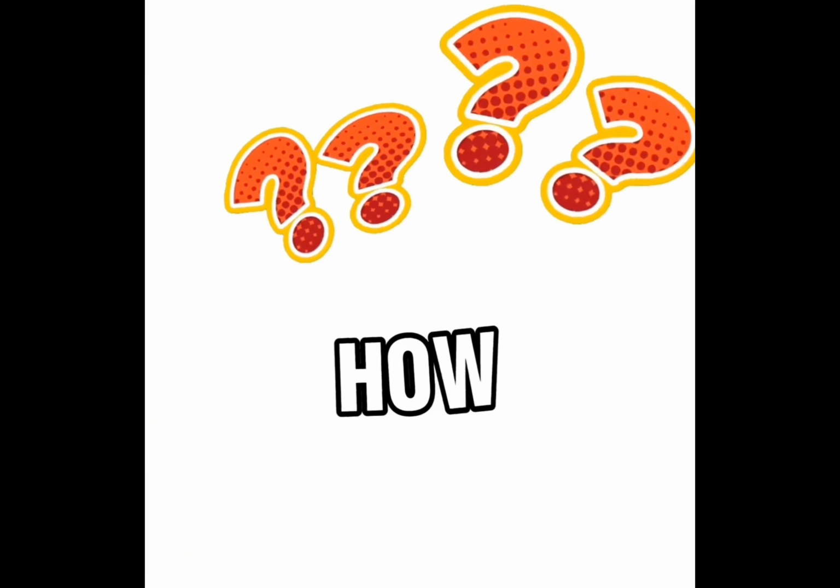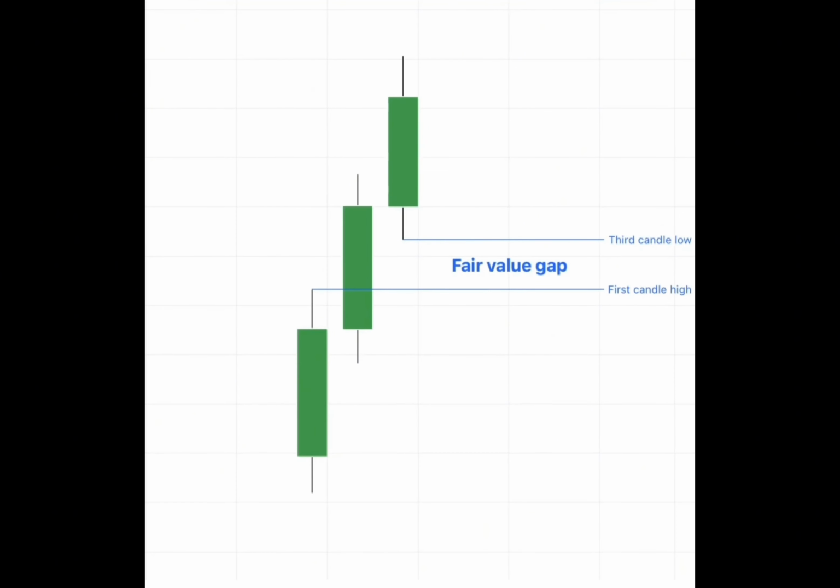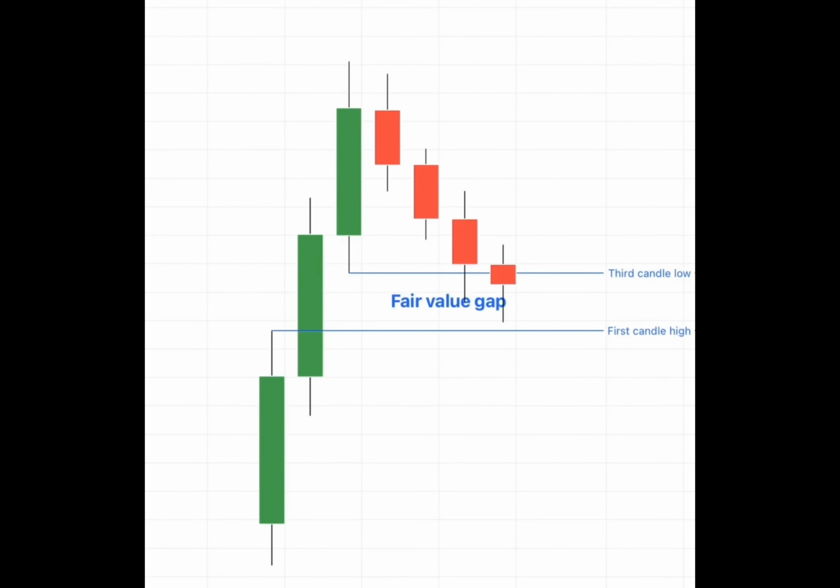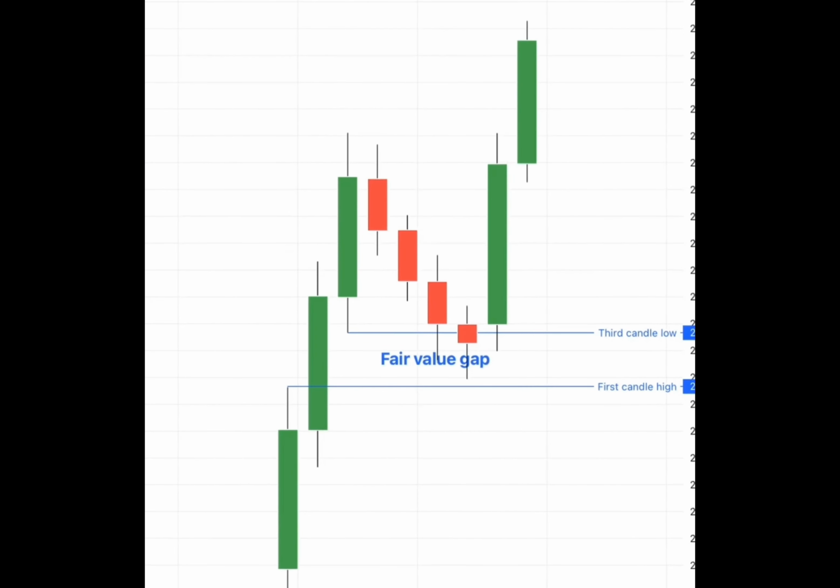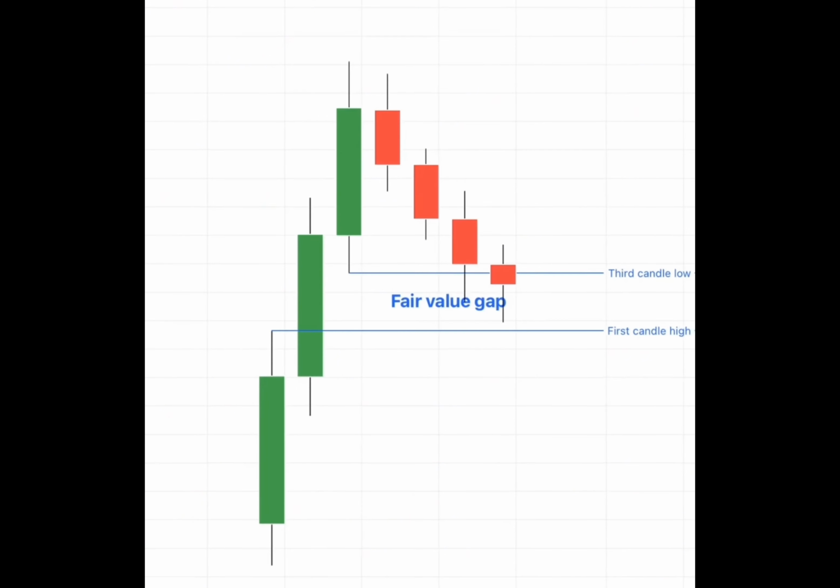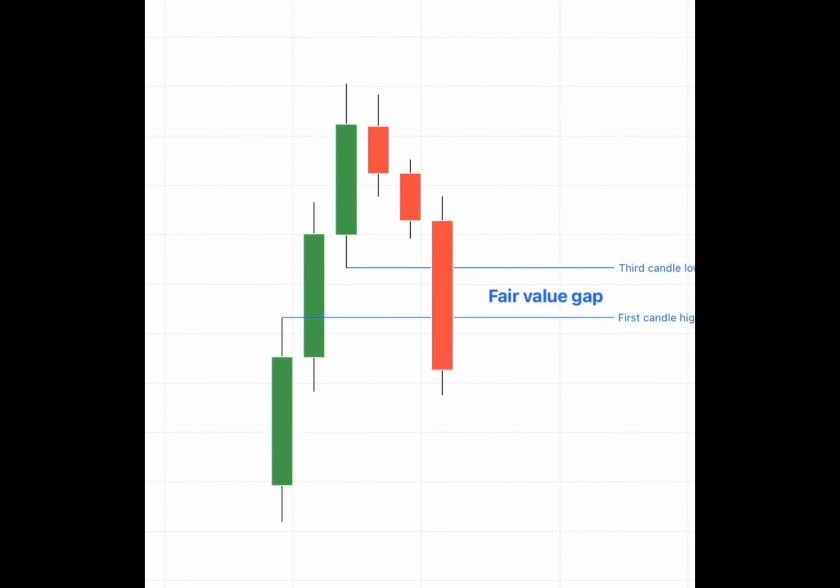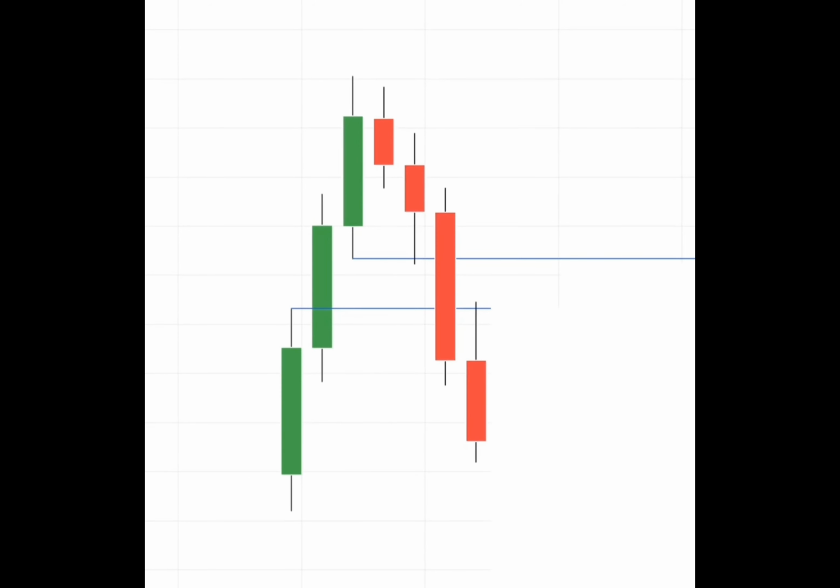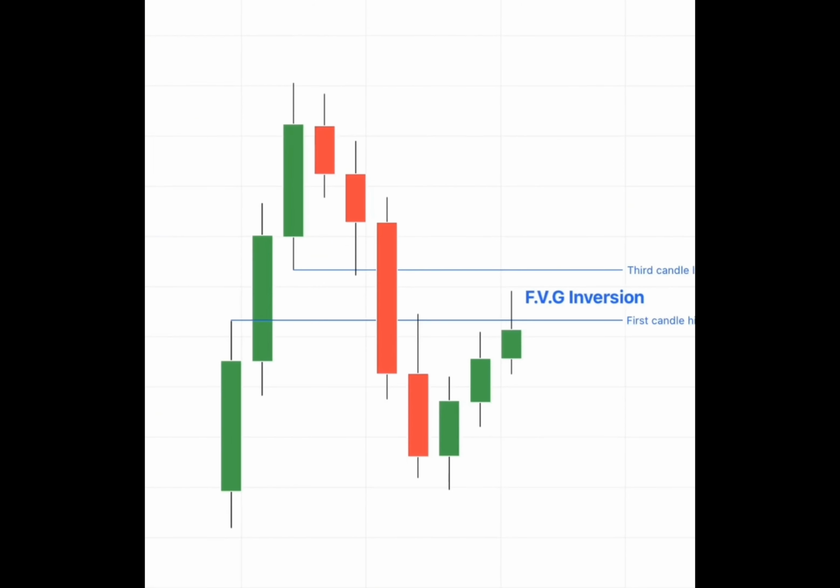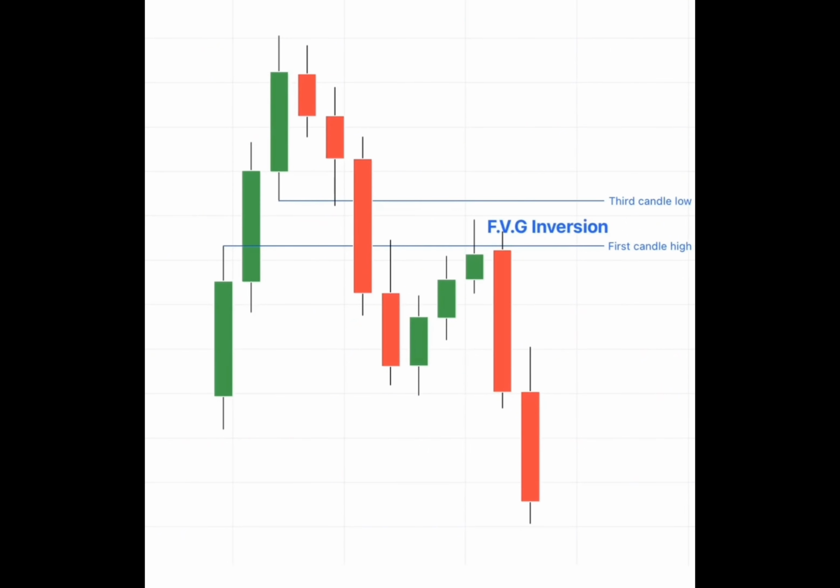Now, how do we use fair value gap? Whenever price leaves a fair value gap behind, it always retraces back into this level of inefficiency in the market before it continues in its intended direction. Now, there's a case whereby price is going to disrespect a fair value gap. When price disrespects a fair value gap, we have a fair value gap inversion. Price is always going to retrace into this fair value gap inversion before it continues moving in the opposite direction this time around.